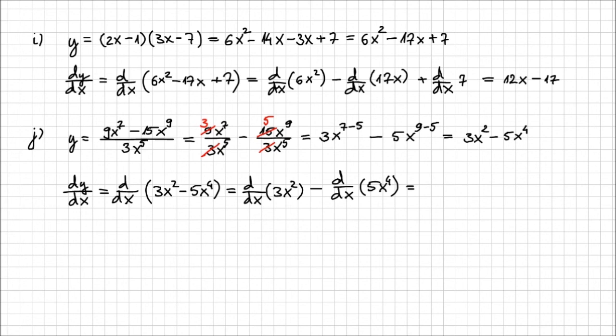And the first derivative becomes 6x minus the second derivative, which becomes 5 times 4, the power, right, is 20, x to the power 4 minus 1, which is 3. So 20x to the power 3. If you wish, you can factor out 2x, but the way it is right now, it's fine as well.